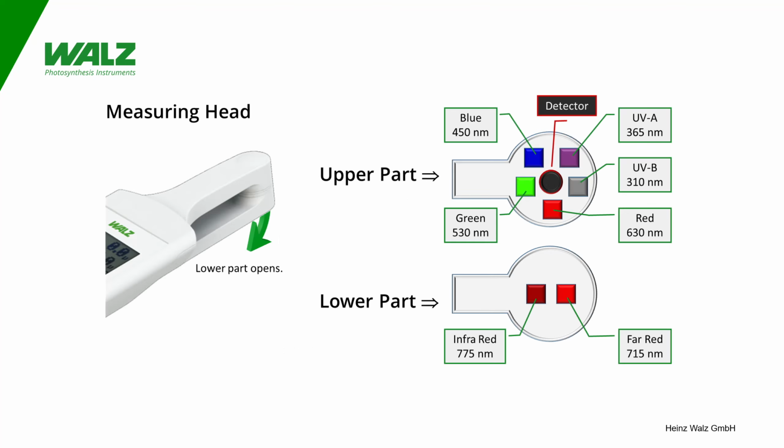The measuring head of the instrument consists of a leaf clip with, on the top side, a detector and 5 LEDs emitting at 310, 360, 450, 530 and 630 nanometers, where the first 4 wavelengths, emitting in the UVB, UVA, blue and green, are used to determine the extent of screening of these 4 wavelengths, and where the 630 nanometer LED is a reference wavelength. In the bottom half of the measuring head, 2 LEDs of 715 and 775 nanometer for the determination of the chlorophyll content are located.